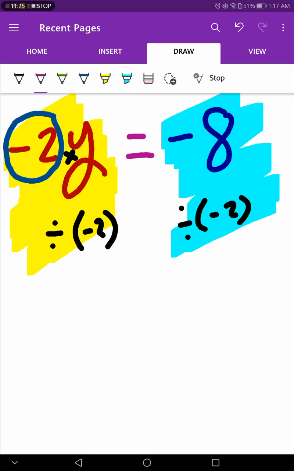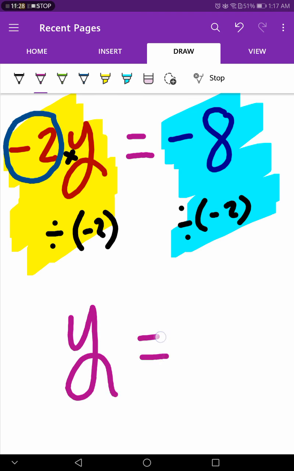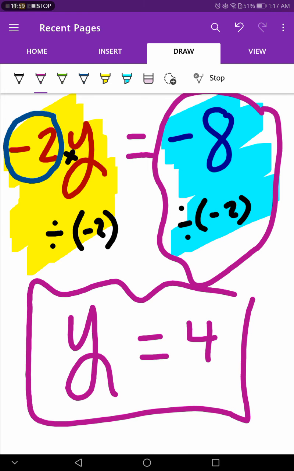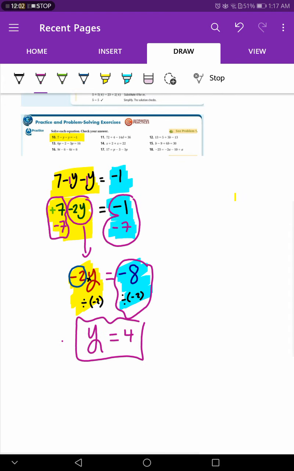The y comes down, and wait, what will happen here? It is negative something divided by negative something else, because both numbers, the dividend and the divisor, are negative. Because of that, the answer must be positive. So ignore the negative and say 8 divided by 2 equals 4. Okay, my dear student? Great work. This is question number 10. Let's take number 12.